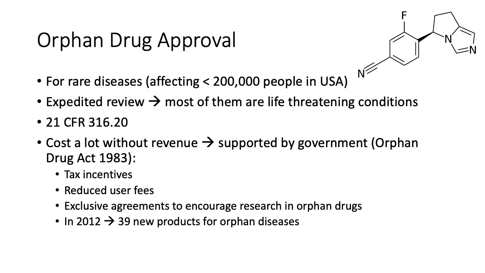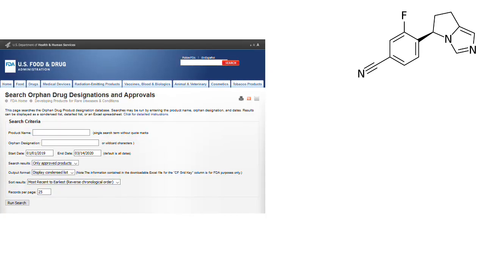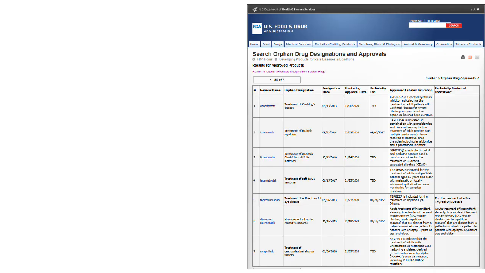Now, orphan drugs could be found on the website of the FDA. You could search those orphan drugs. So I performed the search from January 1st, 2019 till March 14th, 2020. And in fact, 25 drugs have been approved in those, let's say, one year and a quarter of a year.